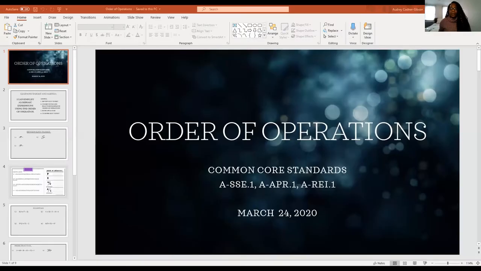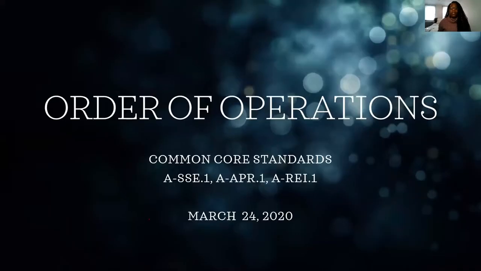We are working on those academic foundation skills for Algebra 1 and Algebra 2. In order for us to do some advanced math, we definitely have to hit on those basic foundational skills. I'm going to share my screen today. We're working on the order of operations, looking at the Common Core standards A-SSE.1, A-APR.1, and A-REI.1. All of it has to do with algebra, but looking at different ways. So we're looking at adding, subtracting, multiplying, and dividing, all of those operations.